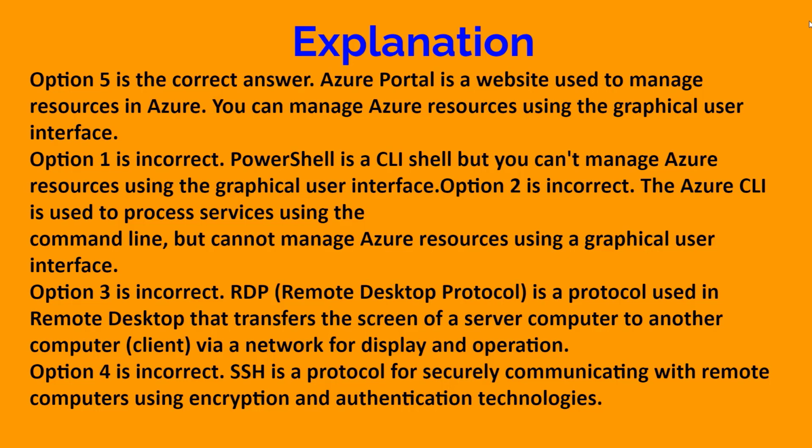Option 3 is incorrect. RDP, Remote Desktop Protocol, is a protocol used in remote desktop that transfers the screen of a server computer to another computer, the client, via a network for display and operation. Option 4 is incorrect. SSH is a protocol for securely communicating with remote computers using encryption and authentication technologies.